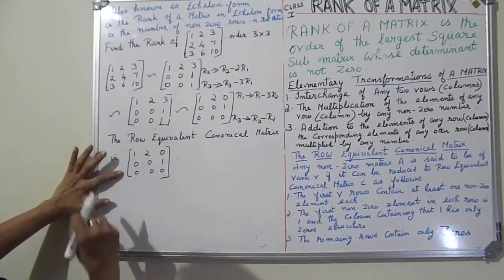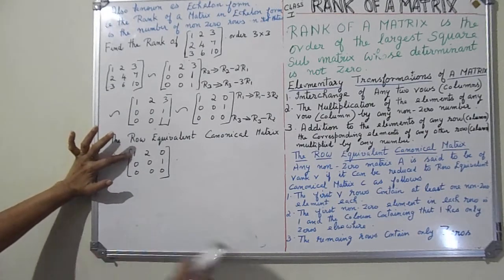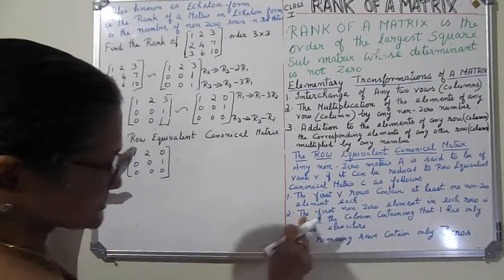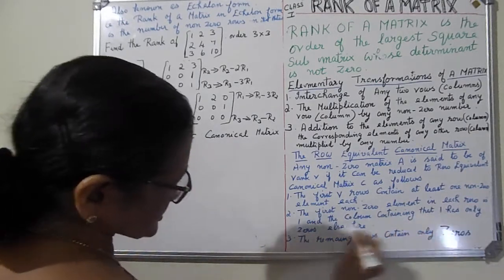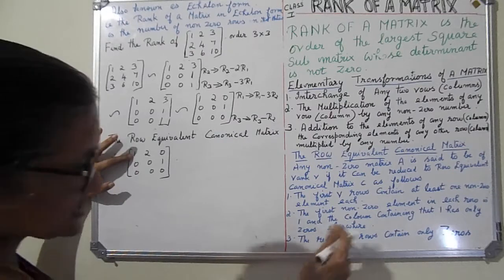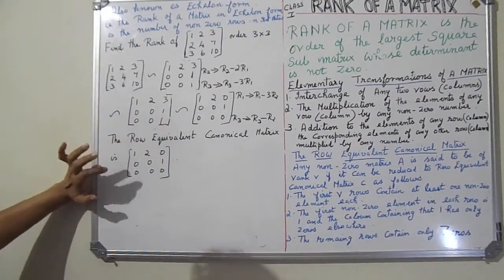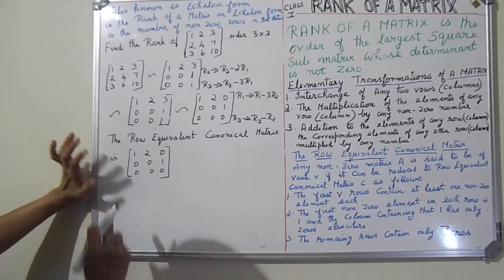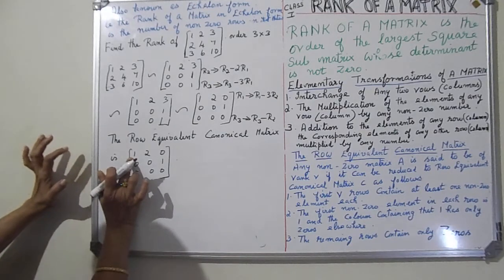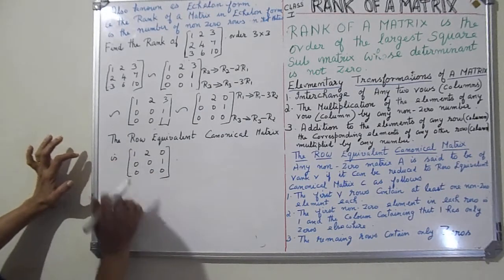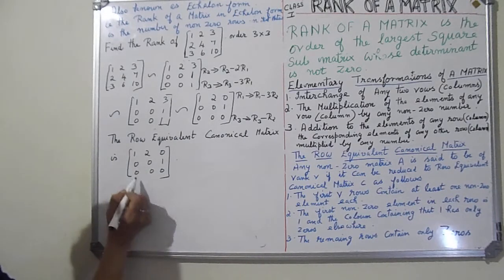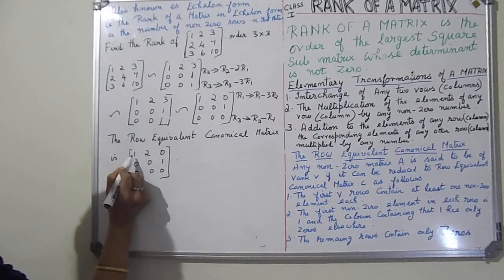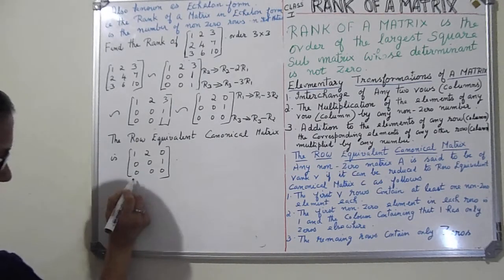See whether this satisfies all the conditions of the row equivalent canonical matrix. The first R rows contain at least one non-zero element. In the first row, the first non-zero element is 1. The first non-zero element in each row is 1, and the column containing that 1 has only zeros. See the column containing 1: 1, 0, 0. All the other elements are zeros.